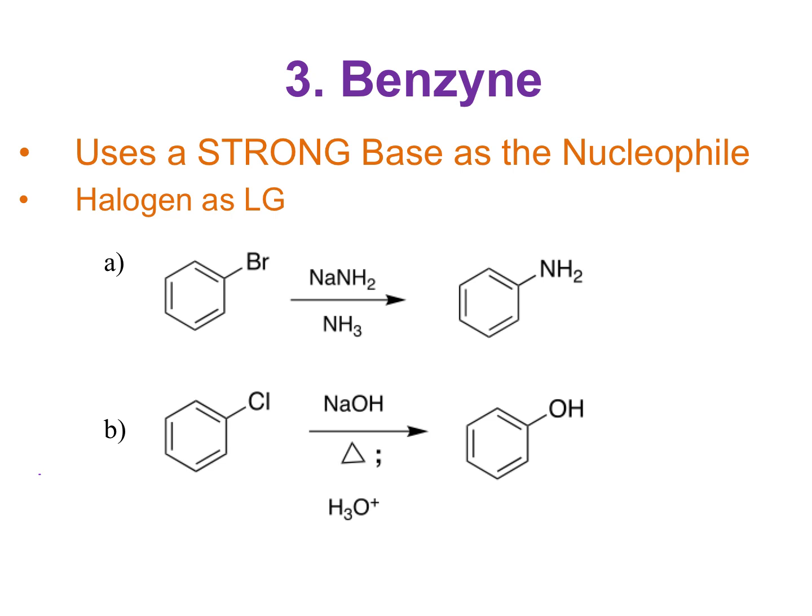So for this example, for benzyne reactions, they're always going to have a very strong base as a nucleophile, or they're going to have to do something to make it act stronger. So that's the key. We're still going to have a halogen as the leaving group, so they look similar to the ones we saw before.